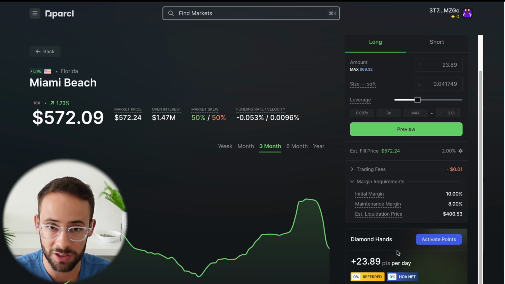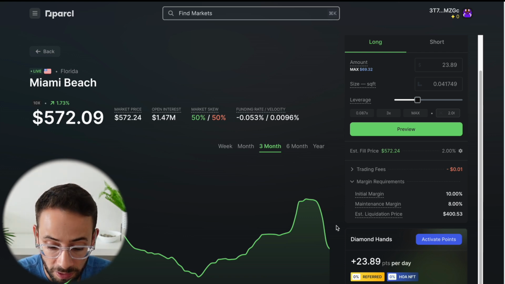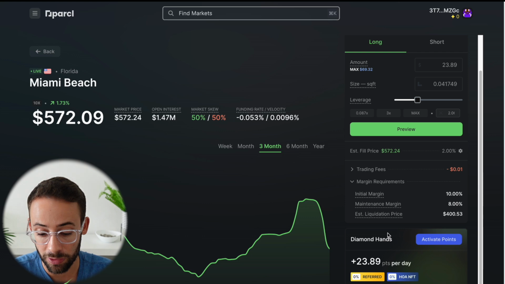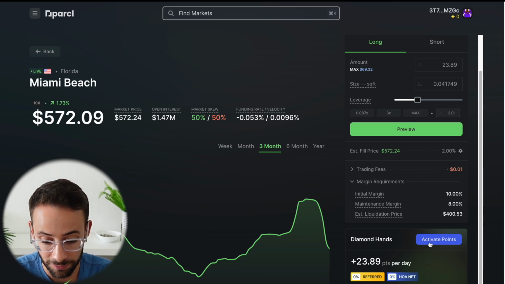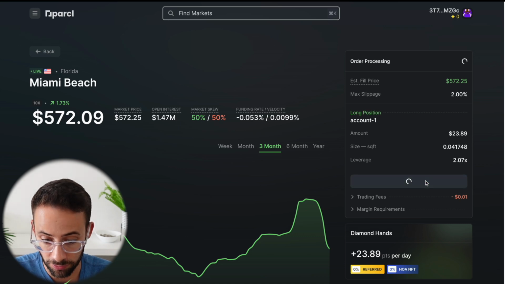Actually, I didn't mention that, but it's not only when you place the trade, but if you hold the trade and keep it open, you get those points per day. That's why it's referred to as diamond hands. So let's go ahead and preview the trade and then open up the long position.